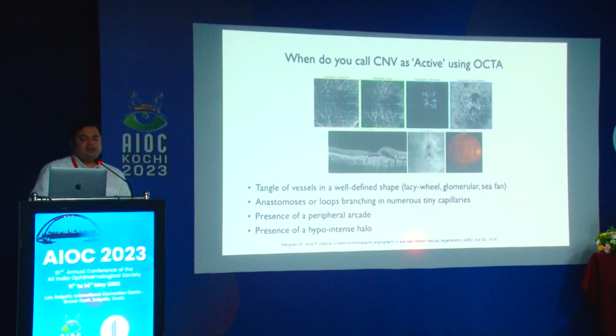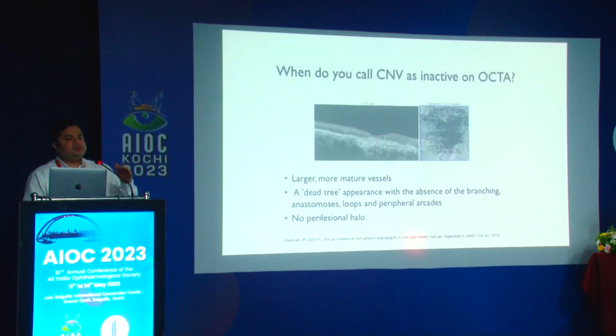Just the last two slides, on understanding when you call a CNV active using OCTA. When there is a tangle of vessels in a well-defined shape, the classical Lassie wheel pattern is seen on angio. There is anastomosis or looping of the branching of numerous tiny capillaries. There is presence of a hypointense halo, again a very important sign, and once that halo regresses, it can suggest that activity has gone down. Larger, more mature vessels, a dead-tree appearance, and no perilesional halo point us towards inactivity of the CNV on OCT angio.